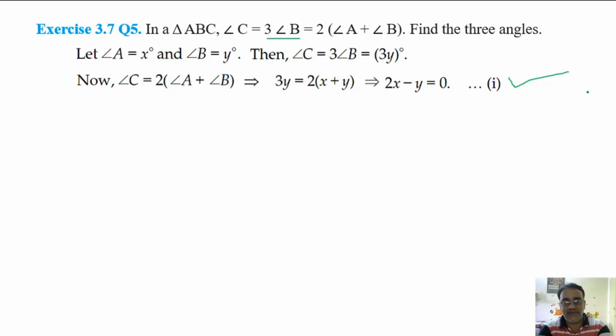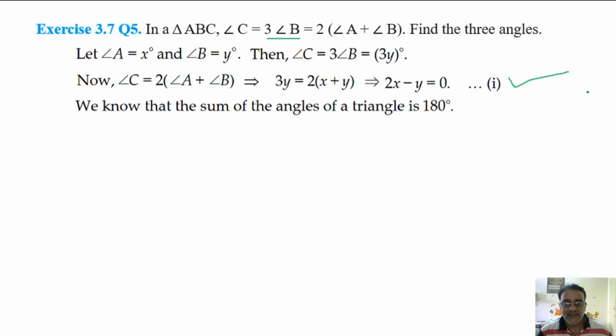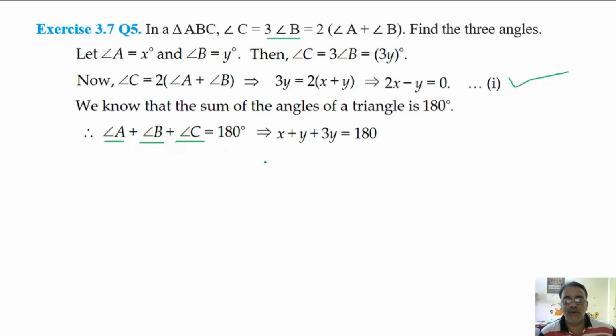Now what is the sum of all the angles? 180 degrees. Why? Angle sum property of a triangle. So we know that the sum of the angles of a triangle is 180 degrees. So angle A plus angle B plus angle C is equal to 180 degrees. Now substitute all the values. x plus y plus 3y is equal to 180 degrees. So we'll get x plus 4y is equal to 180 degrees.